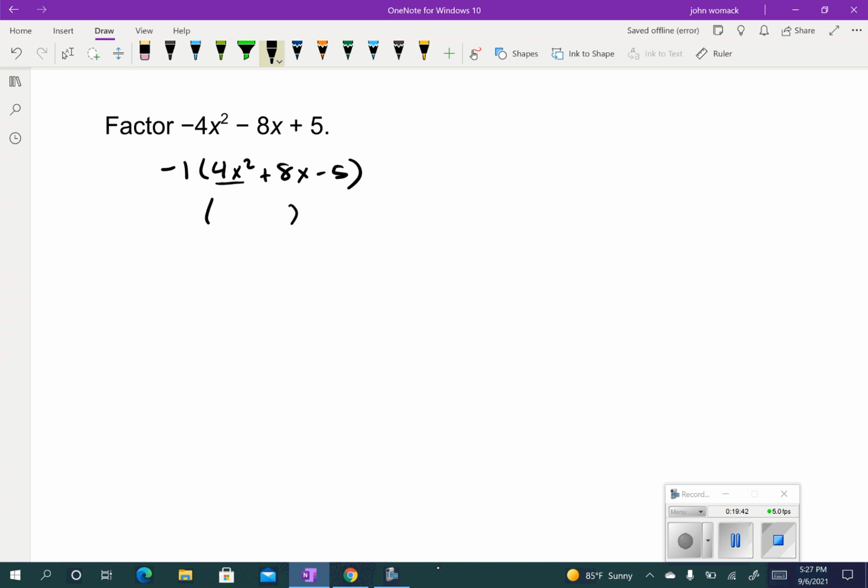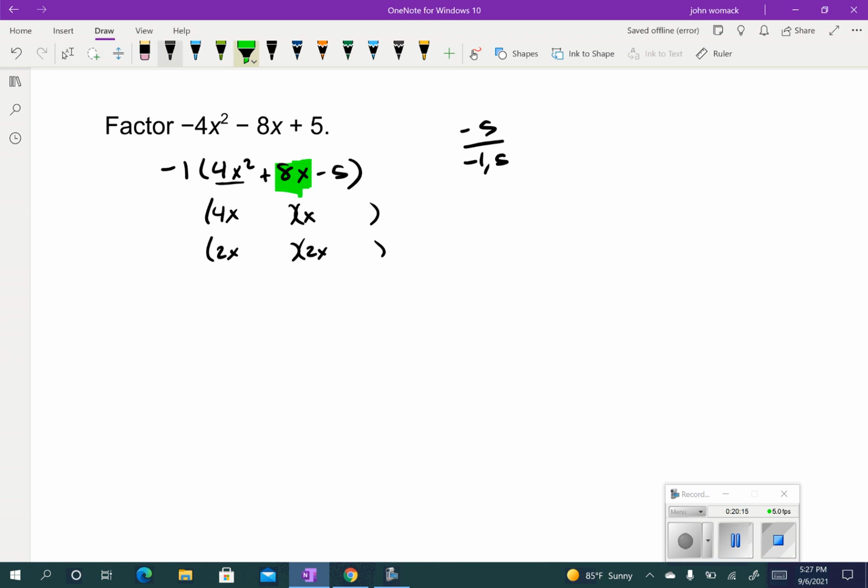Let's do our 2 sets of parentheses. To get 4x squared, it could be 4x and x, but it could also be 2x and 2x. To get negative 5, that one's kind of nice because it's just going to be negative 1 and 5. It's not like that last problem where we had 40, that had a whole bunch. But I could put the 1 and the 5 here, or the 5 and the 1, or the 1 and the 5, or the 5 and the 1. So I think we end up with 4 different combinations we're going to try. Remember what I'm trying to get. I'm focused on that positive 8x right there. Okay, so let's try one.